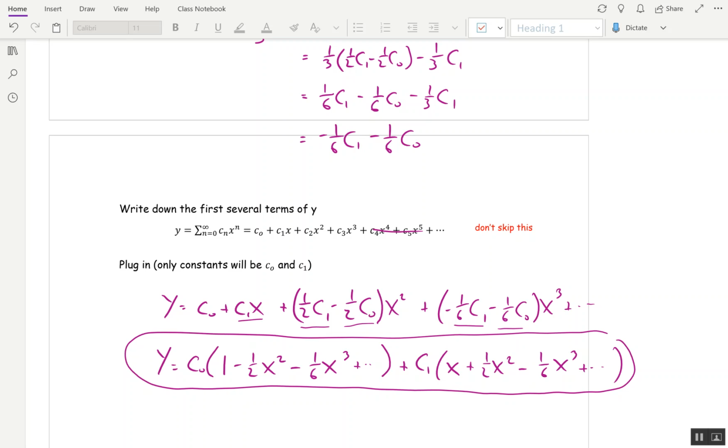So on this step, you could have separated out, distributed, and then gone to your last step, but you can just do it mentally. Just pluck off the parts of this that involve a C0, and then pluck off the parts that involve a C1. And that's the end.